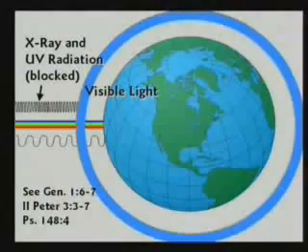Now, if the Bible is right, and the earth had a canopy of water overhead, like the Bible I think clearly teaches in 2 Peter 3 and in Genesis 1, 6, and 7, this canopy of water would filter out quite a bit of radiation.